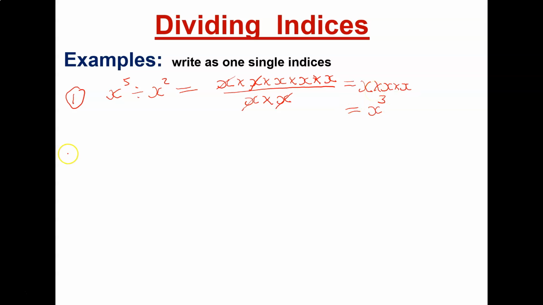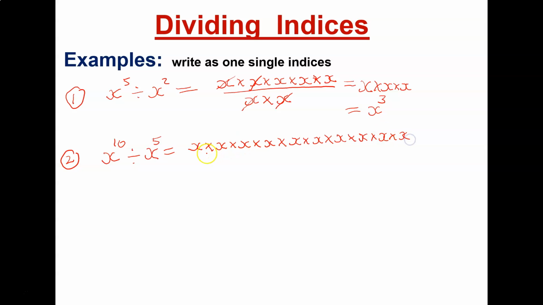We've seen that before. Let me take another example now. x power of 10 divided by x power of 5. So the top one, I got 10 x's. It's a lot to write down. Let me write down x times x. That's 2, that's 3, that's 4, that's 5, that's 6, that's 7, that's 8, that's 9, and that's 10. I got 10 x's at the top.